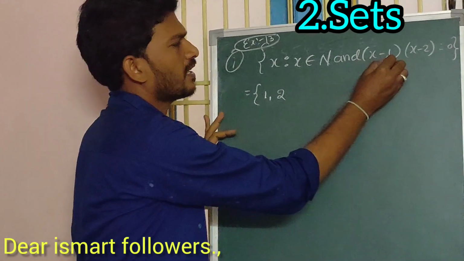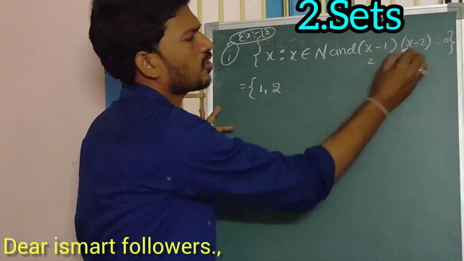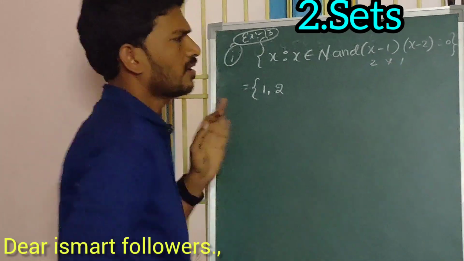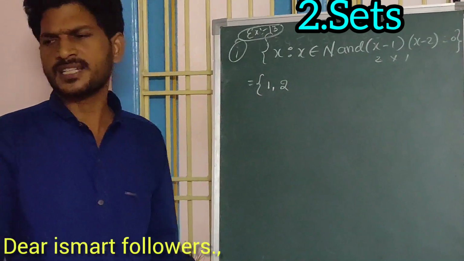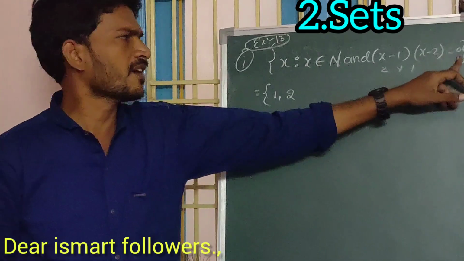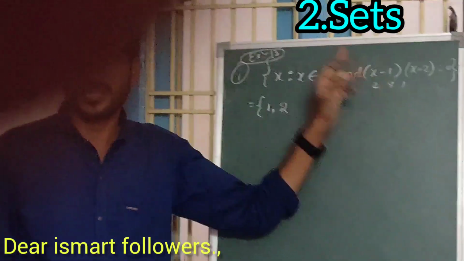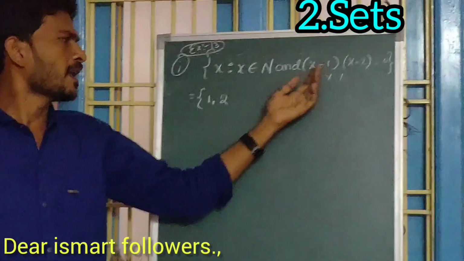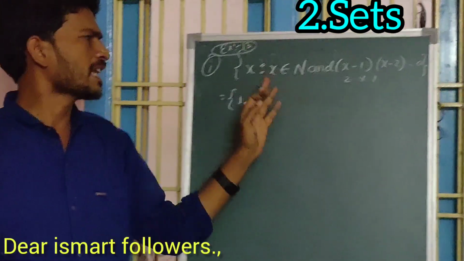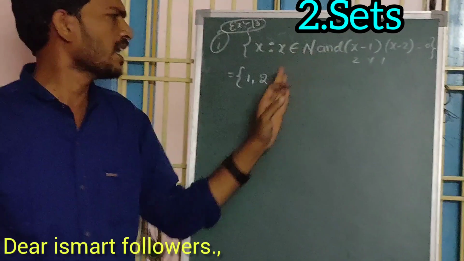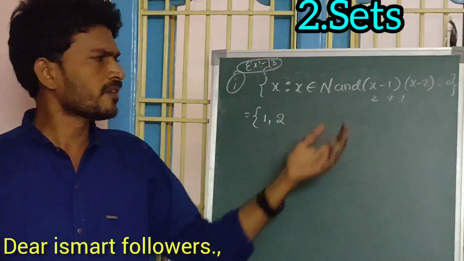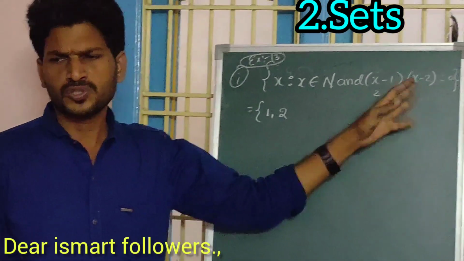3 minus 1, how much? 2. 3 minus 2, how much? 1. 2 into 1 is 2, so 0 did not come, so we don't take it. What is given? X minus 1 into X minus 2 is equal to 0. If we substitute 1 in X place, we got the answer 0. If we substitute 2, we got the answer 0. Next we substitute 3, we are getting the answer 2. So don't take that one.